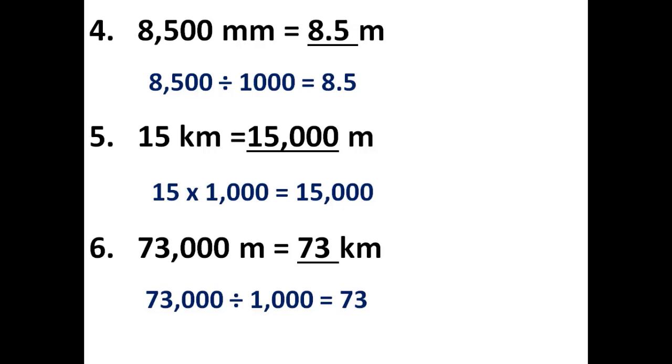In number 6, you can see that 73,000 meter is equal to how much kilometer? We will divide 73,000 by 1000. We will get 73. Finally, in number 6, 73,000 meter is equal to 73 kilometer.